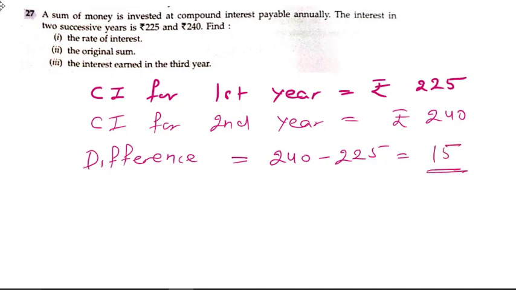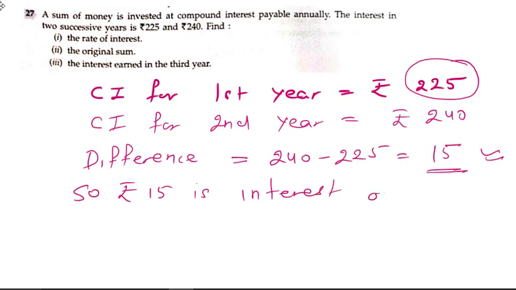Okay, so as for first year compound interest is 225 and for second year compound interest is 240, this extra interest which we are getting is the interest on the interest which we earned for the first year. So this rupees 15 is interest on rupees 225 for 1 year.